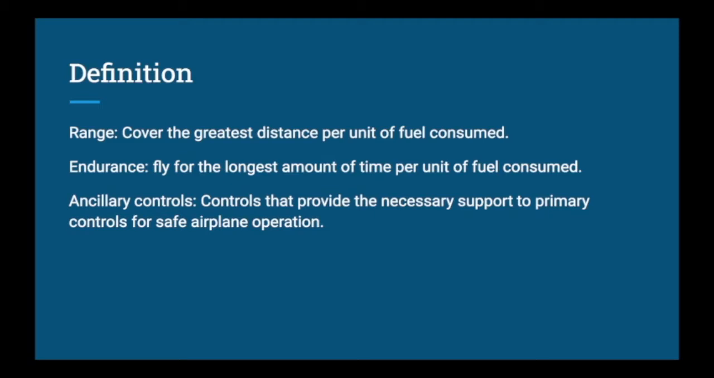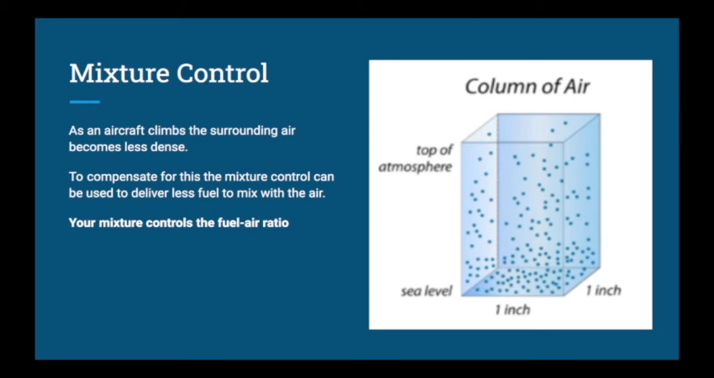Next, we have ancillary controls, which are controls that provide the necessary support to primary controls for safe airplane operation. The mixture control. On the right here, we have a column of air from sea level to the top of the atmosphere. You can see that the air becomes less dense as we climb. And this is the whole purpose of the mixture control. We need to compensate for the fuel as we have less air. So when we climb up, we have less air, we need less fuel.